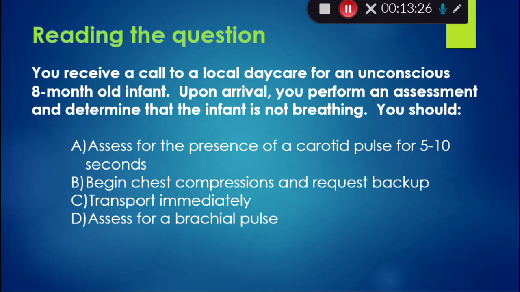Now, let's think about this. If I walk up there, I've got an 8-year-old and he is not breathing, what is the very first thing I need to do? What do I need to know most? Okay, so A, assess for the presence of a carotid pulse for 5 to 10 seconds. B, begin chest compressions and request backup. C, transport immediately. And D, assess for a brachial pulse.